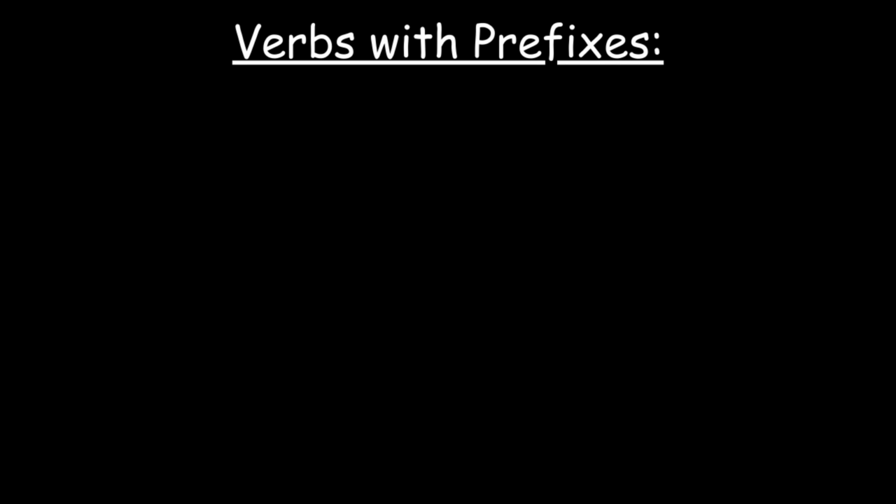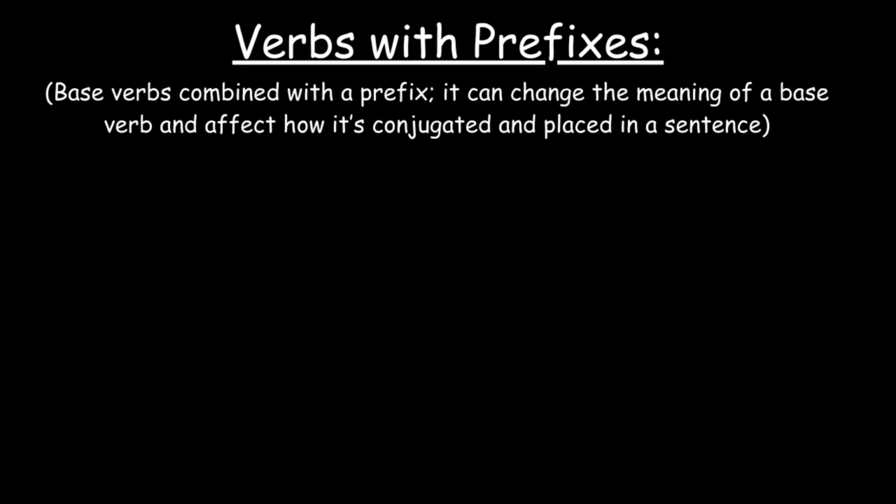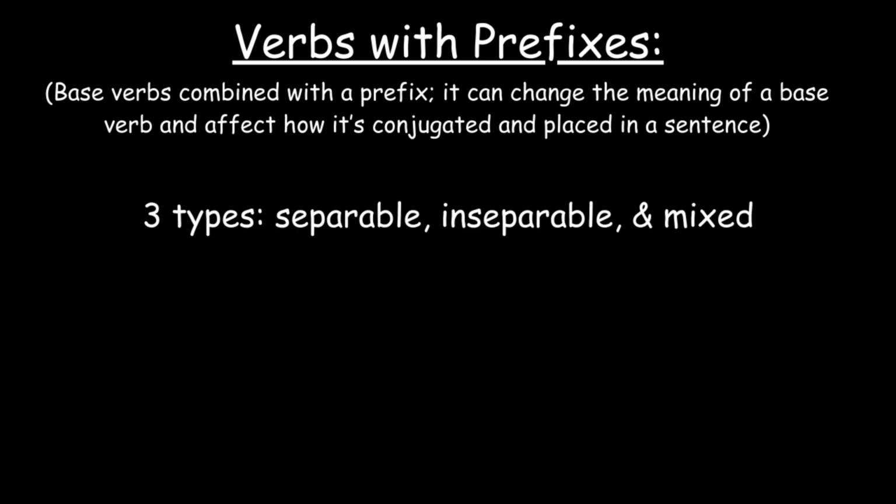Verbs with prefixes in German are base verbs combined with a prefix. The prefix can change the meaning of a base verb and affect how it's conjugated and placed in a sentence. In German, there are three types: separable, inseparable, and mixed.